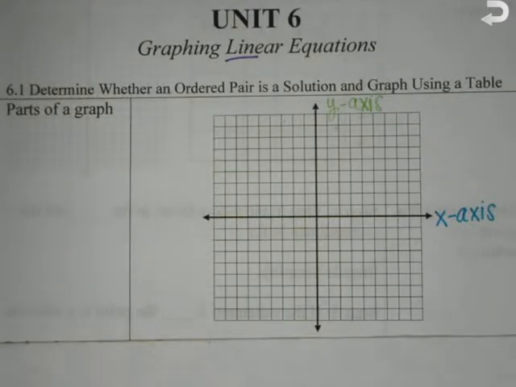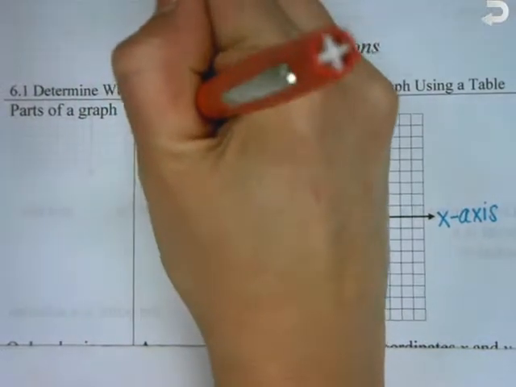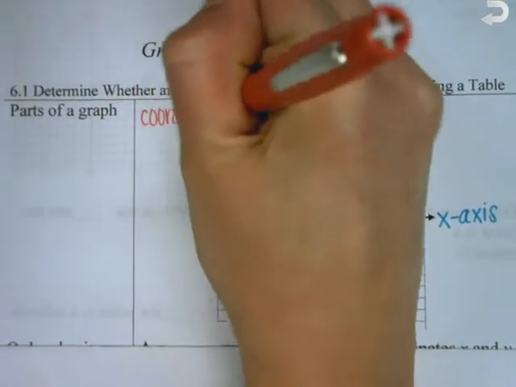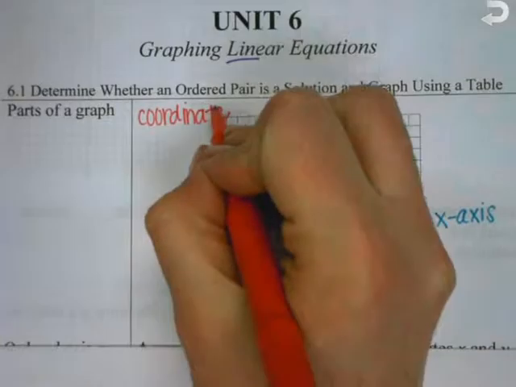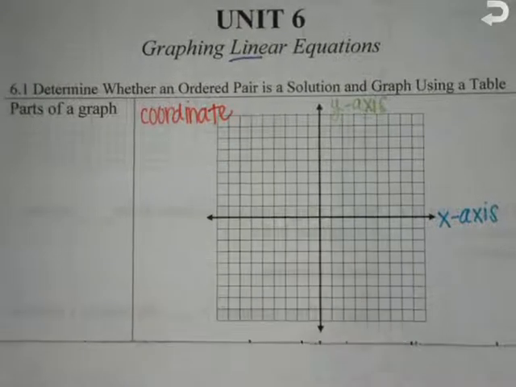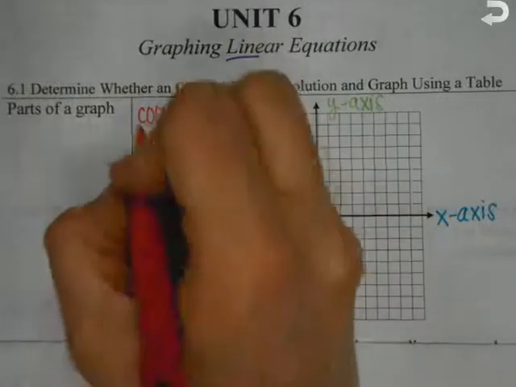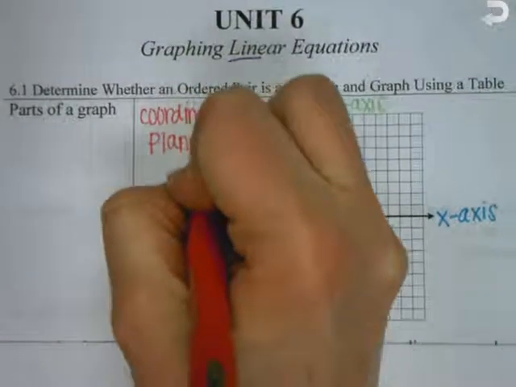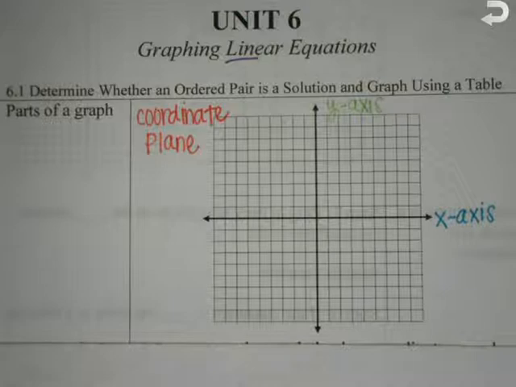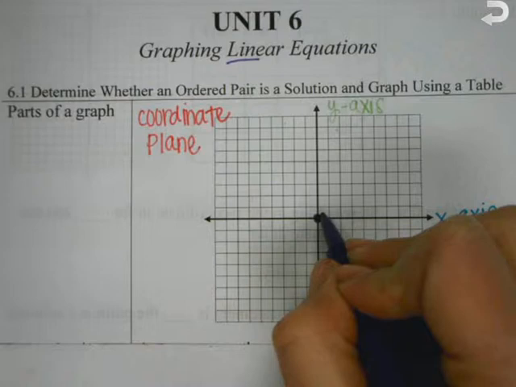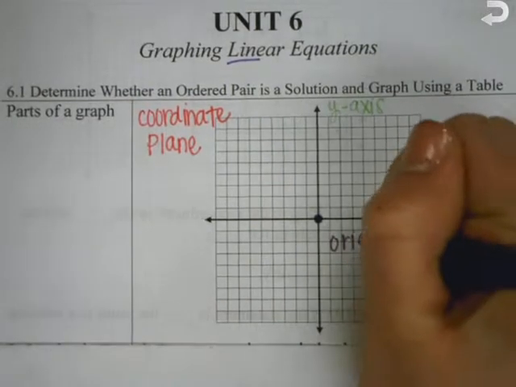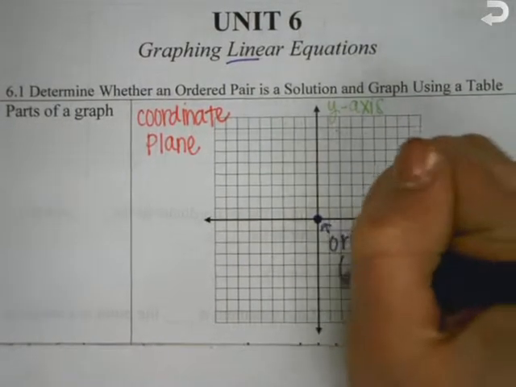Does anybody remember what the entire graph is called? We call it a coordinate plane. It is a grid because of all the little boxes, but sometimes when we draw it, you don't draw all the little boxes, right? So we call it a coordinate plane. And one really important part of the coordinate plane, the part where we always start, is called the origin. What are the coordinates of the origin? 0, 0.